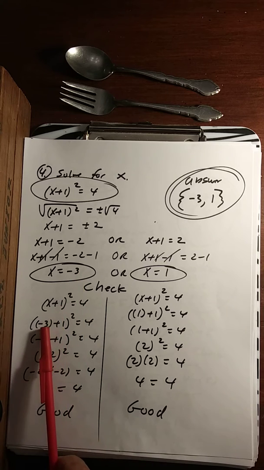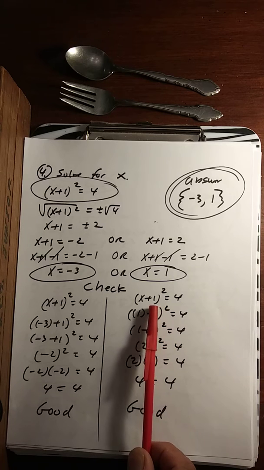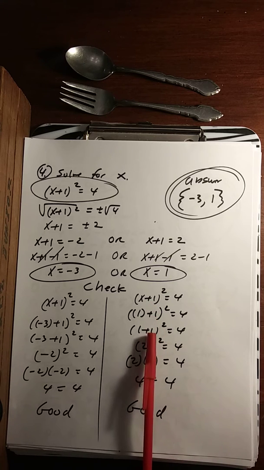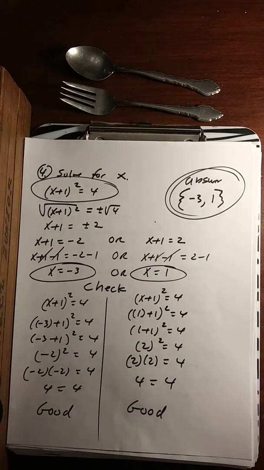Try them in there, see if it works. -3 plus 1 is -2. -2 squared is 4. That works. 1 in there. 1 plus 1 is 2. 2 squared. 2 times 2 is 4. Does that match? Yes. So -3 and 1 both work.